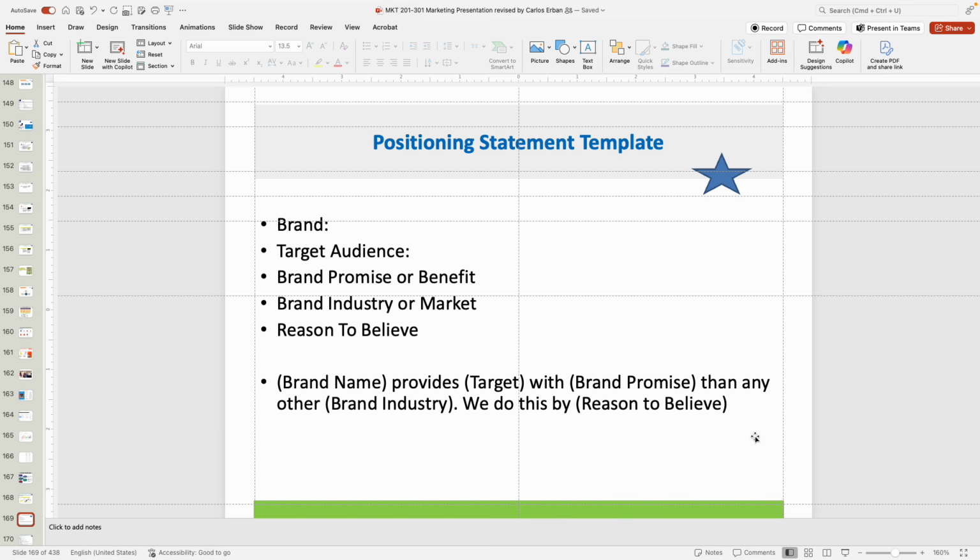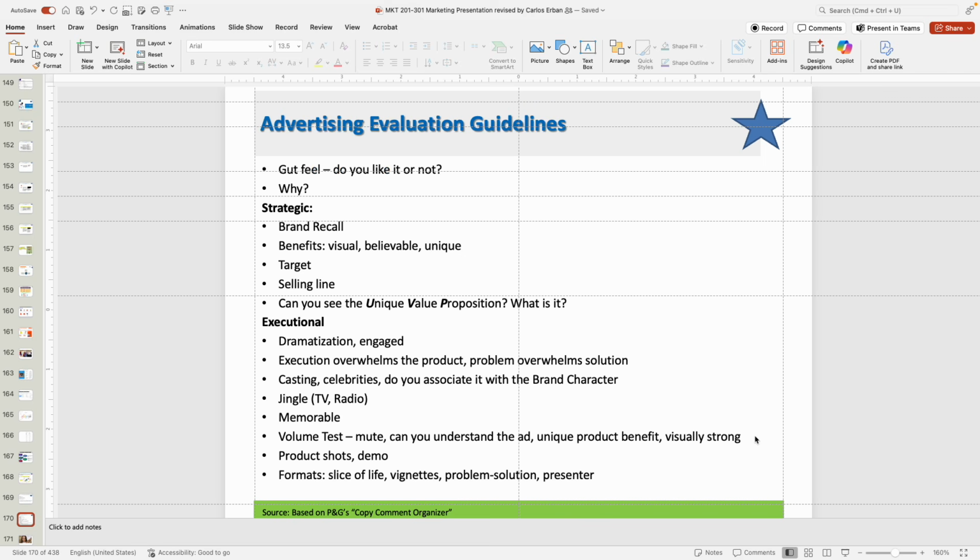So, for example, you can say Pantene provides women 18 to 41-year-old healthy hair better than any other shampoo brand, and we do this with provitamin B5 or Pro-V. So that would be a positioning statement. It turns out that you can usually figure out the position statement of a brand by looking at their advertising, particularly TV advertising, because with TV advertising, again, you have more time. It's like 30 seconds or more.